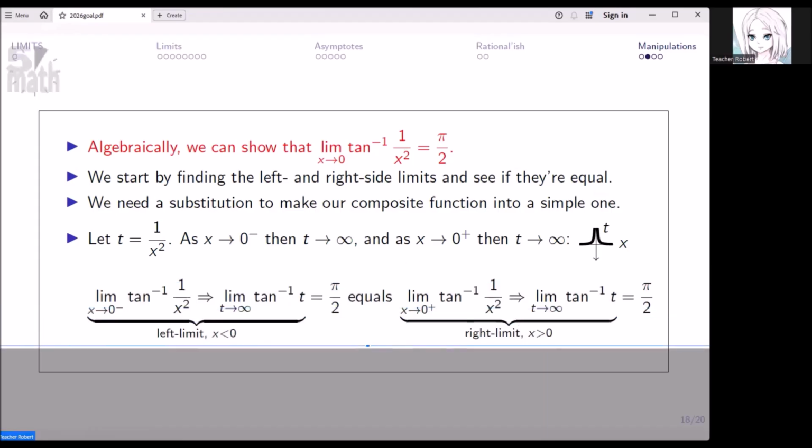Limit as x approaches 0 from the negative of arctan of 1 over x squared becomes limit as t approaches infinity of arctan of t equals pi over 2, equals limit as x approaches 0 from the positive of arctan of 1 over x squared, which becomes limit as t approaches infinity of arctan of t equals pi over 2.